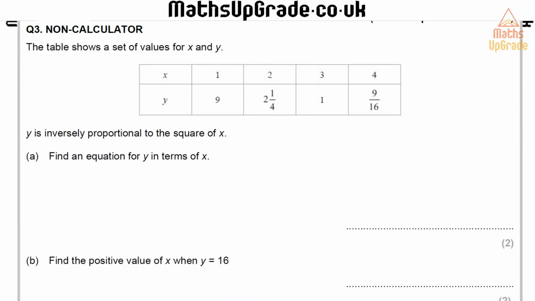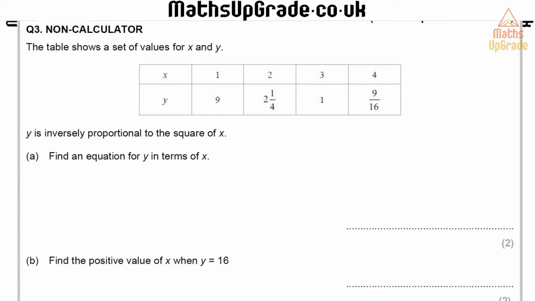In question 3, I've given a table which has got a set of values for x and y. So the table's fully completed. For the first 2 marks, I'm told that y is inversely proportional to the square of x. So I have to find an equation for y in terms of x. So to do this, I'm just going to form an equation.